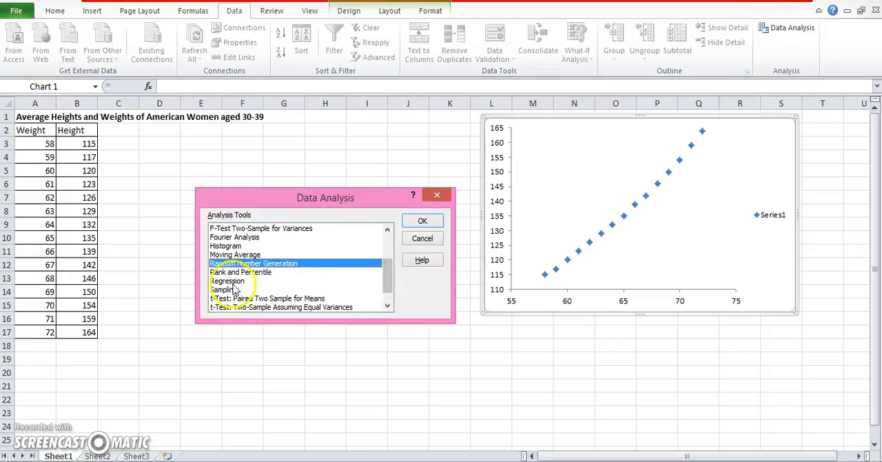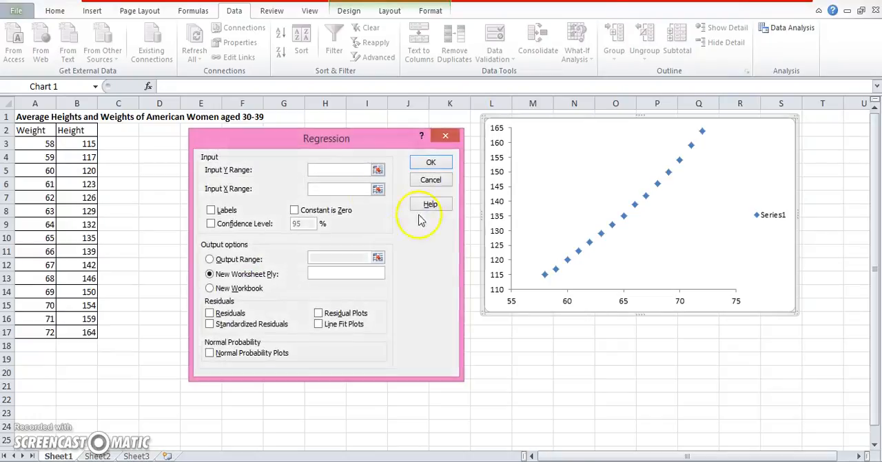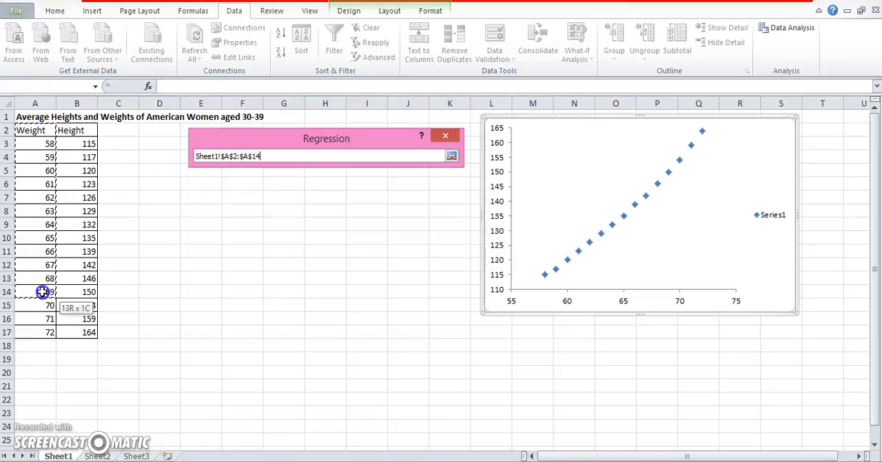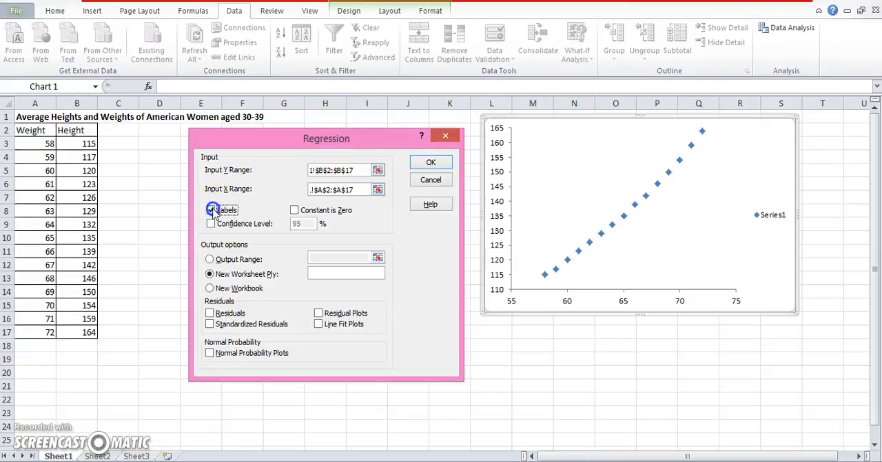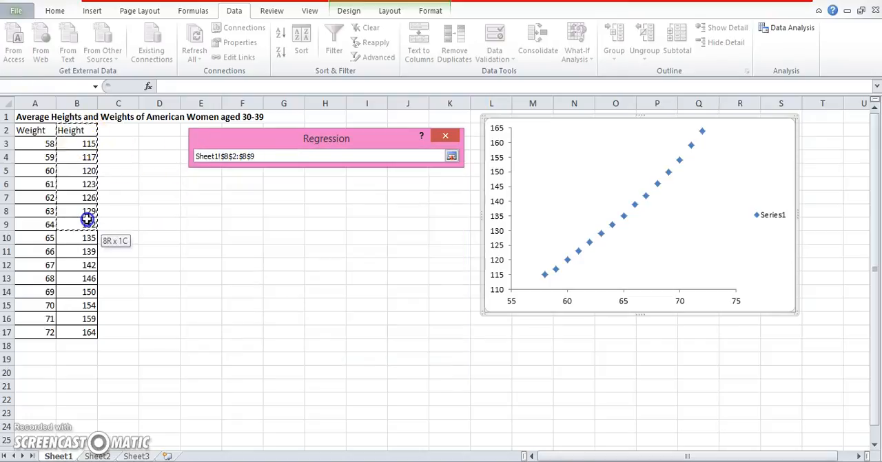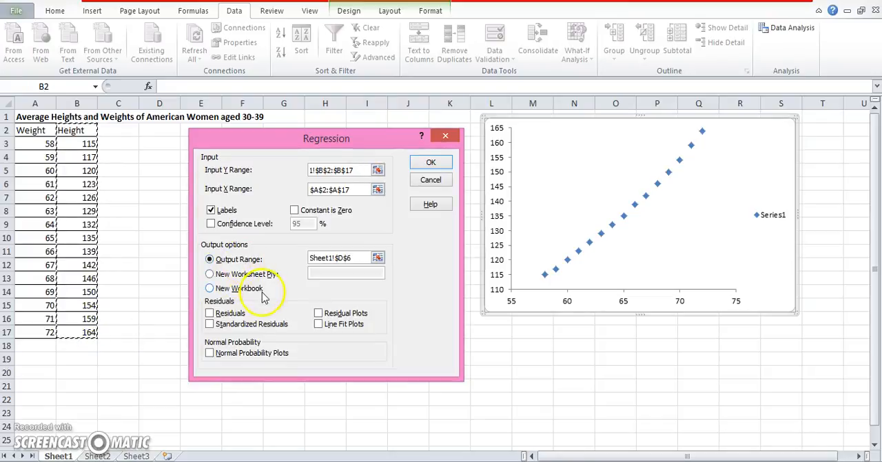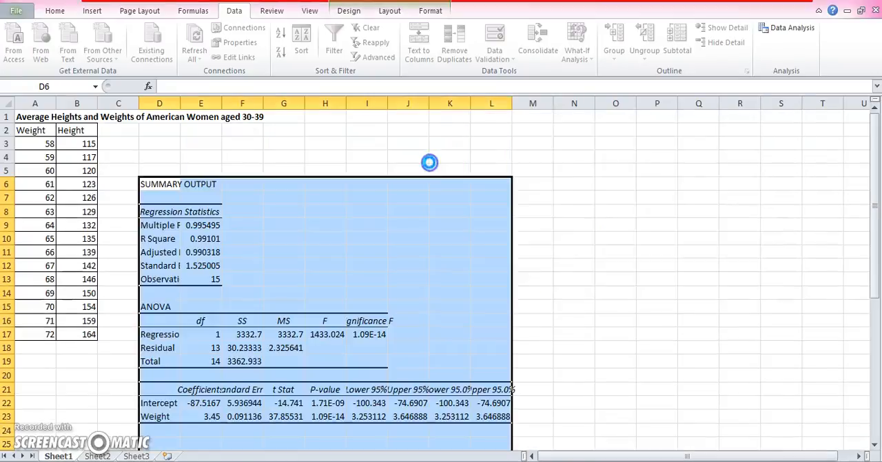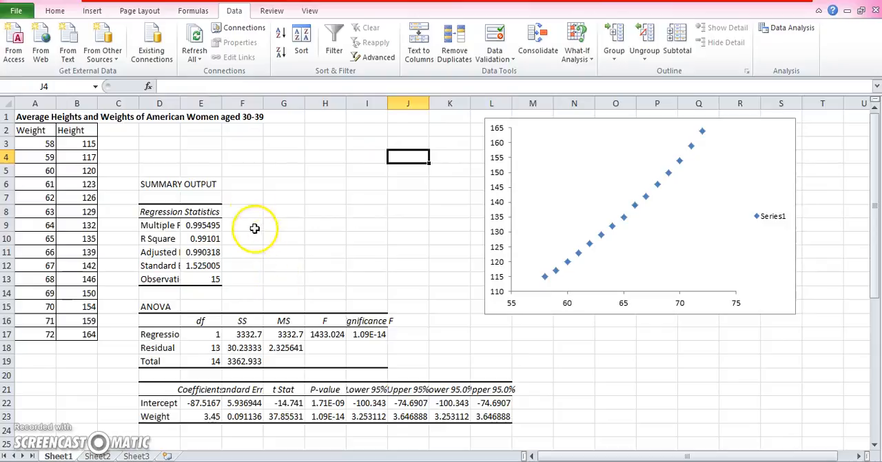Analysis for regression. Okay. For the y range, use the height. Height is the y range, and for x it is the weight. Check the labels and the output range. Okay, I'm sorry, this is y. We also want to see the residuals. So now this is the summary output.